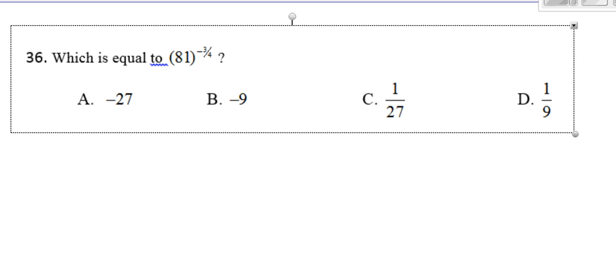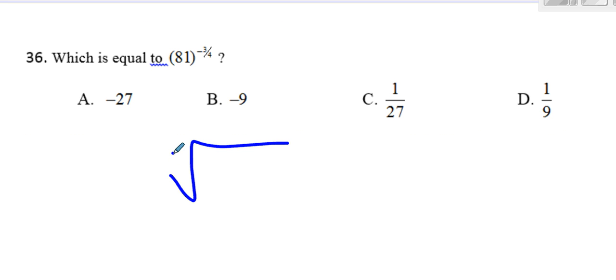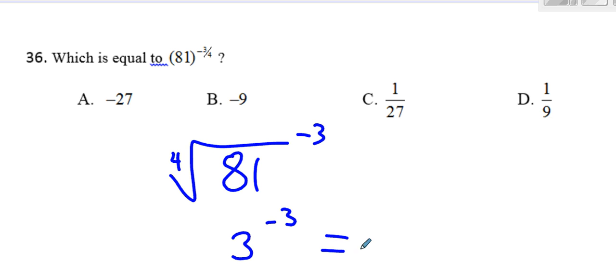81 to the negative 3 over 4. The denominator tells you the index of the radical. 81's in there, and then you got a negative 3 as your exponent. So you can do the fourth root of 81. 81 is 3 to the fourth. The negative tells you it goes to the bottom, so that's 1 over 3 cubed. And then 3 cubed is 27.